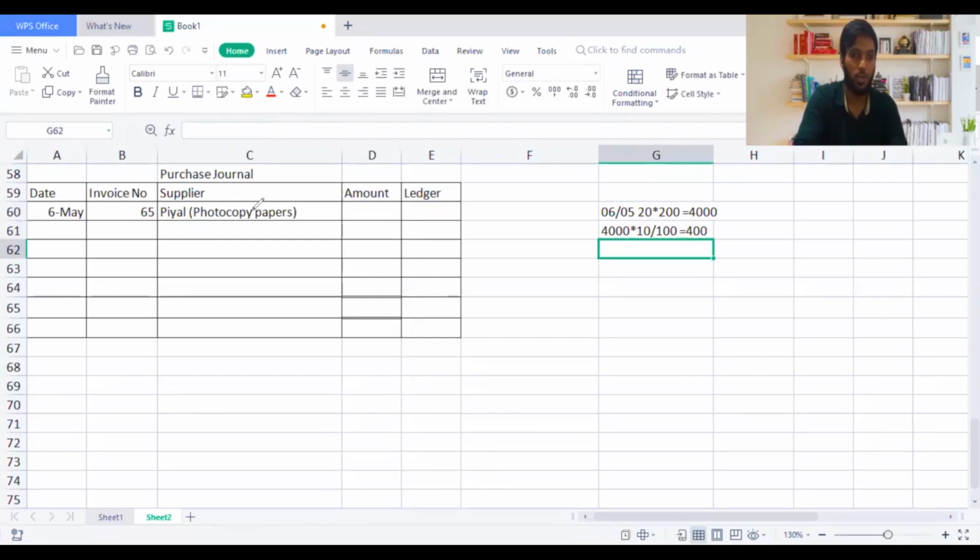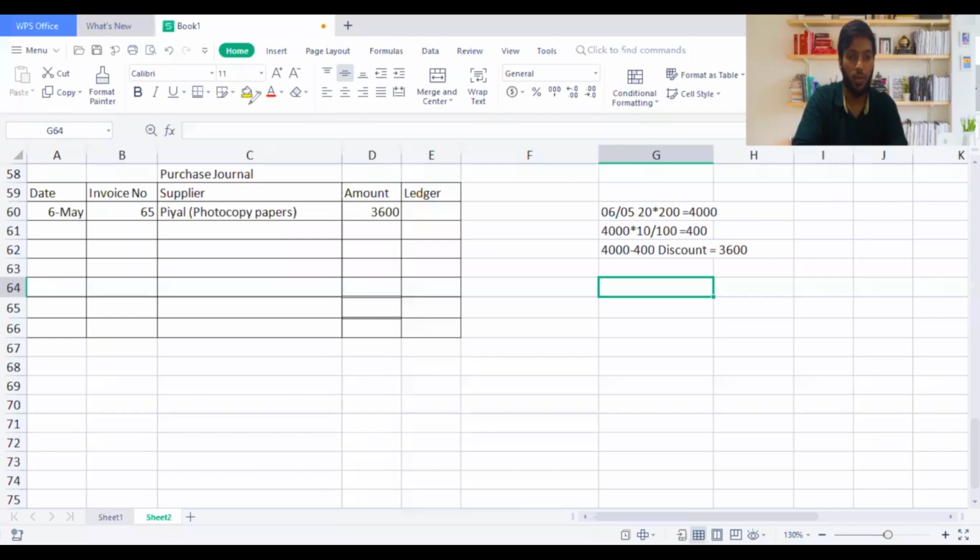So what is the value I should actually pay? 4,000 is the amount which we purchased. 400 is the discount. So I'll remove this discount, and now we need to pay only 3,600. We'll not show the entire working under the purchase journal, but the amount. That is the main thing you need to show. Now I have shown you 6/5, how I got this value. Now let me move on to the next part of the sum.